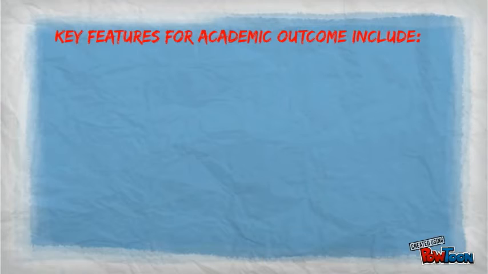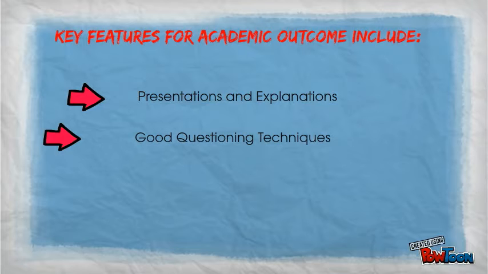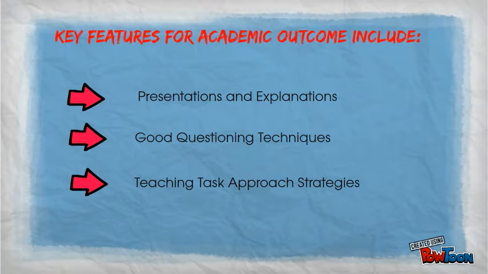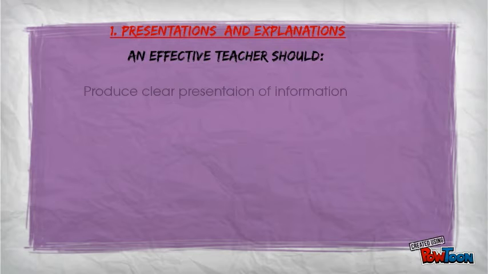Some key features for academic outcomes include presentations and explanations, good questioning techniques, teaching task approach strategies, and adapting instruction. As teachers, we need to prevent learning problems by producing clear presentation of information and easy to understand explanations.